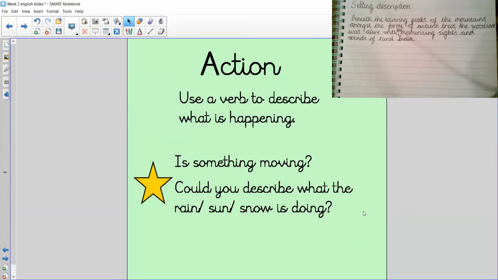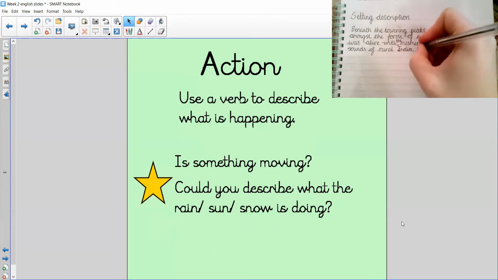Now, because I'm going with the theme, I'm zooming in on my setting. So I've started quite broad. I'm just talking quite generally about the sights and the sounds. I'm going to talk now, I think, about the weather. But I'm going to give the weather an action. So I'm going to go with the sunlight.